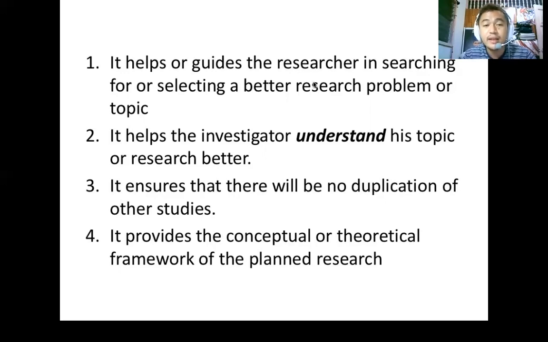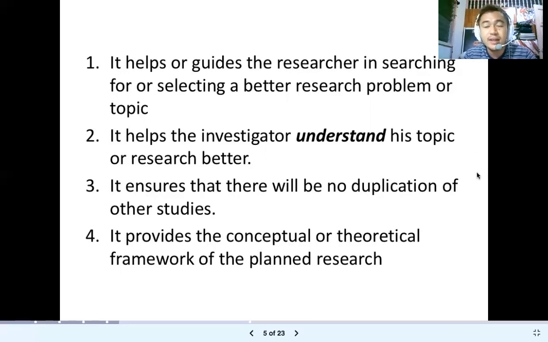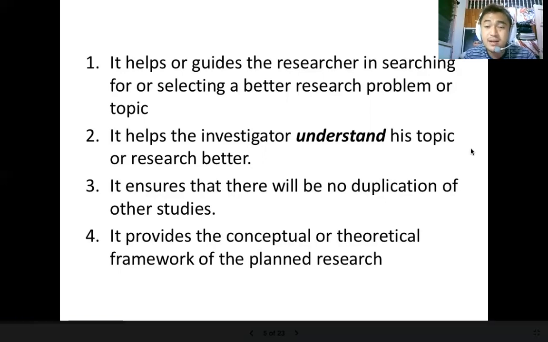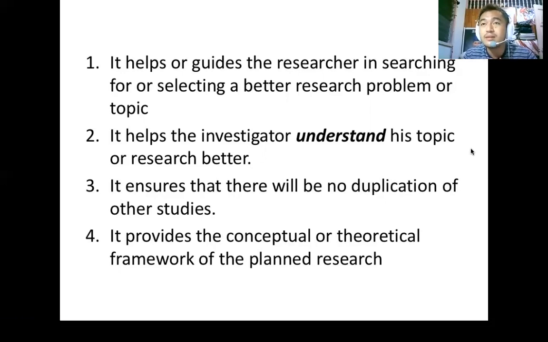Number two, it helps the investigator understand his topic or research better. With this RRL, you will read more about those topics. And if you expose yourselves more to reading, with all those variables that are related with your research topic, you will be able to understand more. What is your research all about? What is the topic all about? What is the problem that you have to solve? Because these are the information you've gathered and you have to read it comprehensively.